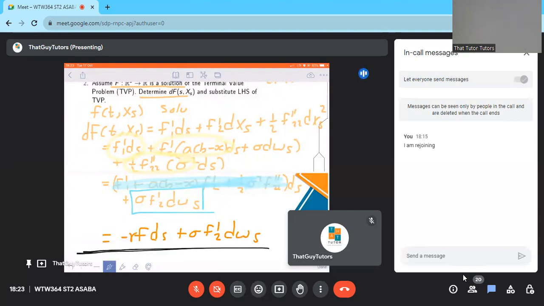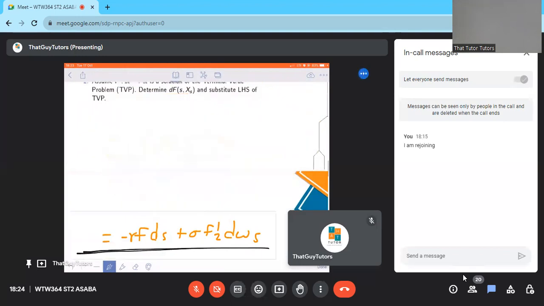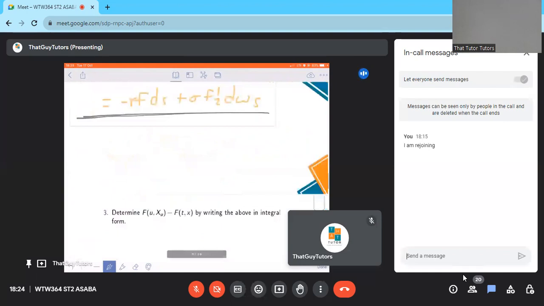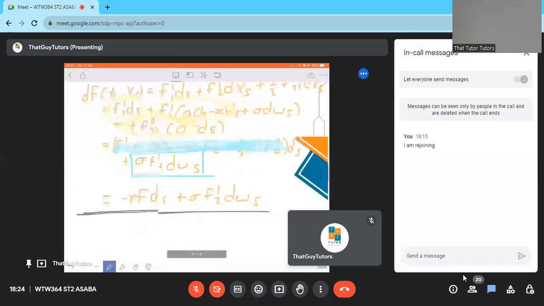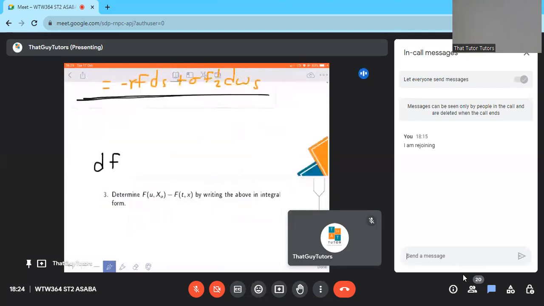And then for step number 3, since you now have your d f of s to the w of s, it is going to be minus f s to the w of s ds plus f prime 2 d to the w of s, right? So I say that you can use a direct integral over here. So you can just integrate it directly.